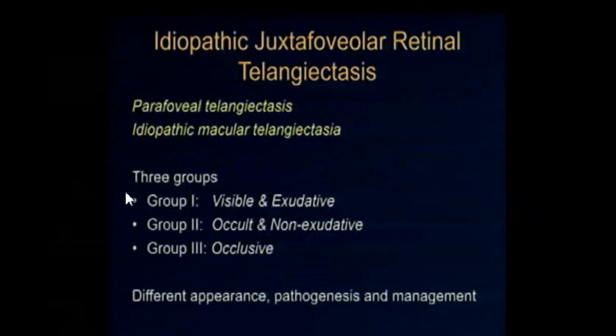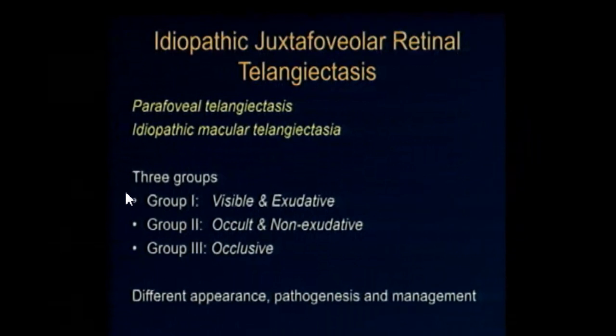Now, idiopathic juxtafoveolar retinal telangiectasis is the correct term that was proposed by Gass, okay? And people are calling it now parafoveal telangiectasia or parafoveal telangiectasis or MACTEL or idiopathic macular telangiectasia, but this is the original term that you should know.